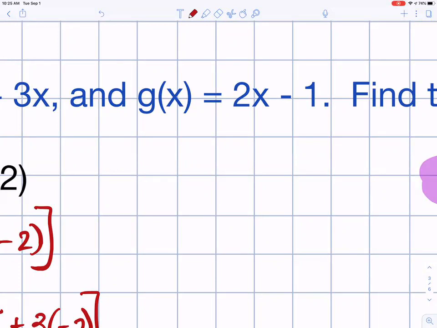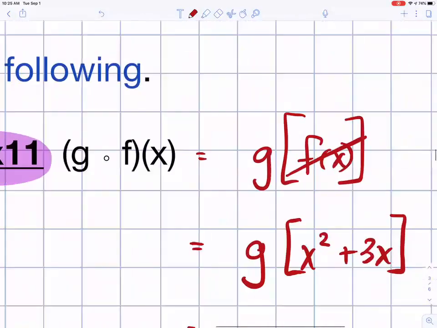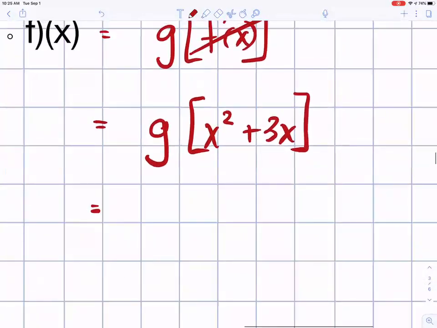Try it again. What's G of 2? What would it look like? 2 times 2 minus 1. What's G of face mask? 2 times face mask minus 1. What's G of ugly? 2 times ugly minus 1. Here we have a G of something ugly. So you said that G of ugly was 2 times ugly minus 1. So let's write that down. 2 times ugly minus 1.